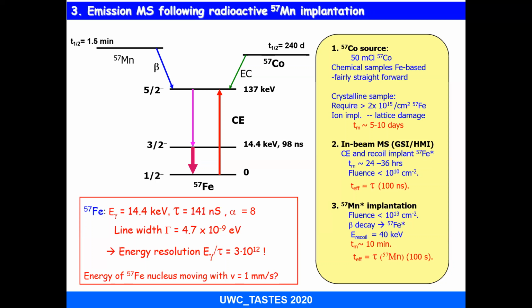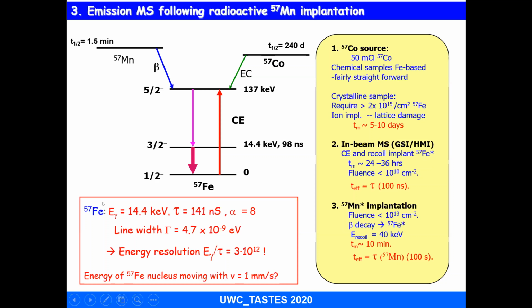In the case of manganese implantation, the fluence is 10 to the 12 to 10 to the 13, with a recoil energy of 40 keV, and that sometimes allows one to study the nucleus implanted in a damaged site, but then being recoiled into a good lattice site. Measurement time is about 10 minutes, and the effective time of any heating treatment is about 100 seconds.